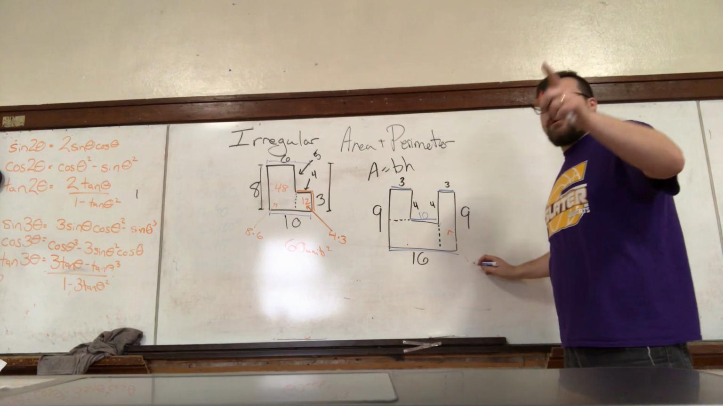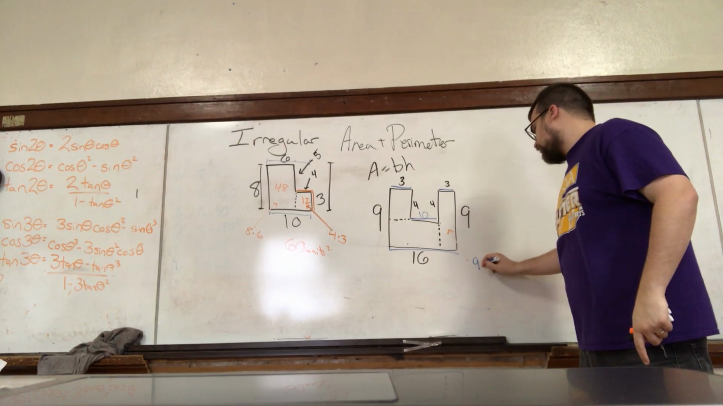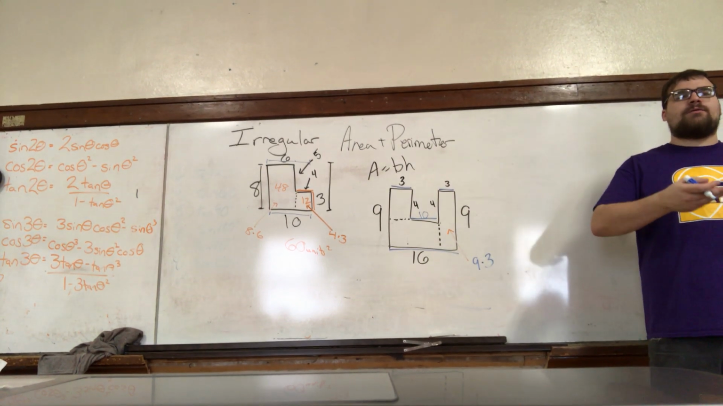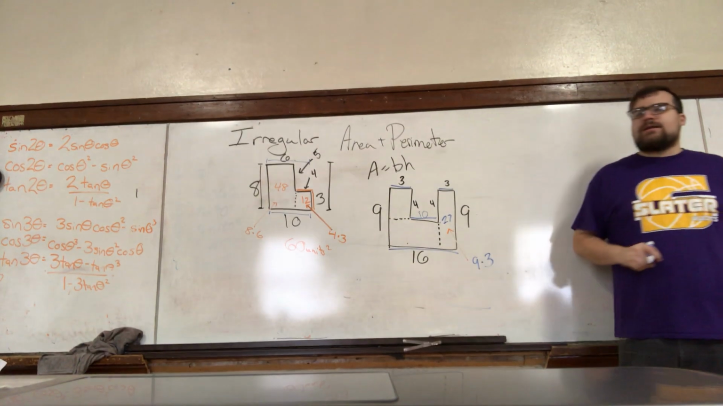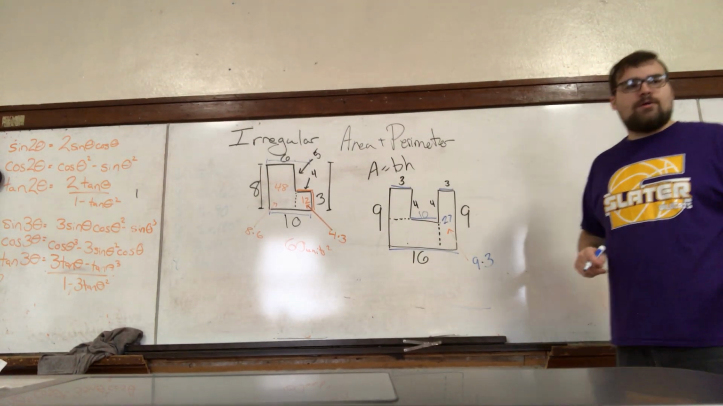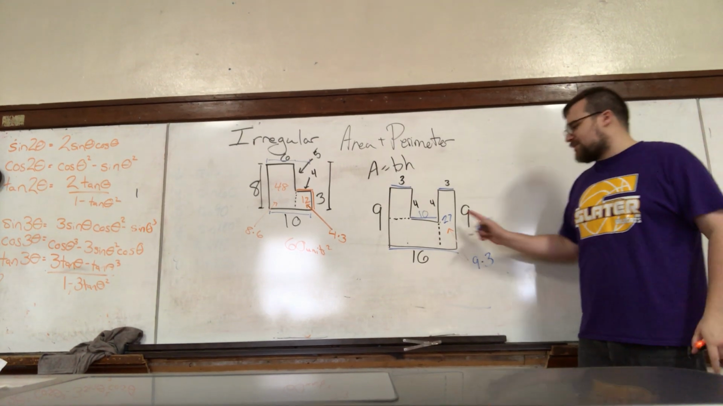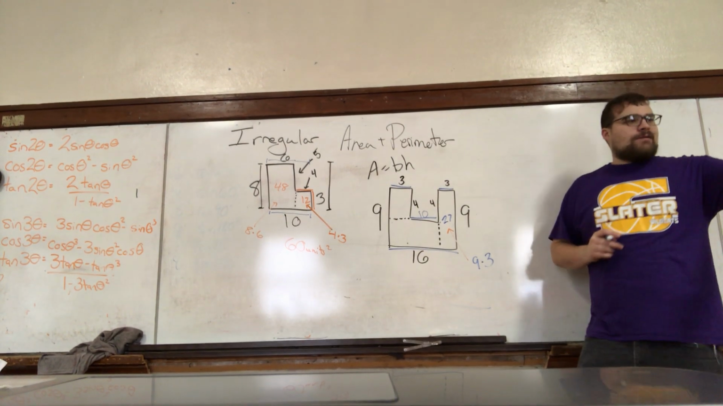This box, yeah. 9 and 3. 9 tall, 3 wide. 9 times 3. So what's its area going to be? 27. All right. Now, would the other one be 27 is the question. What do you all think? If you draw a straight line down, it would be 27.